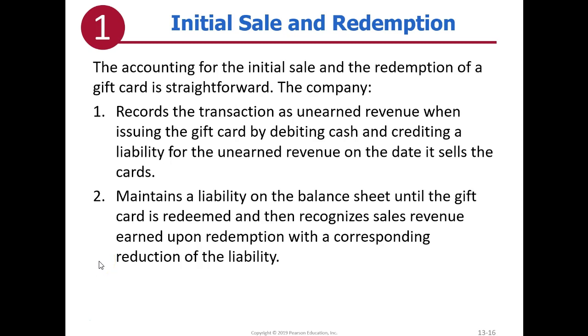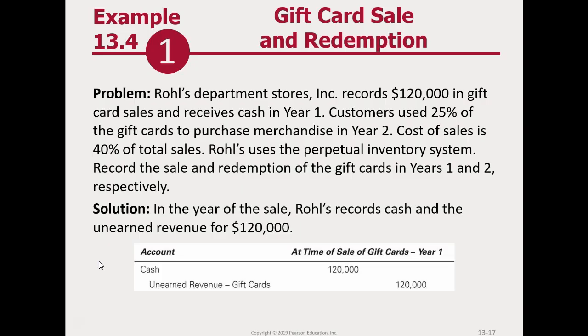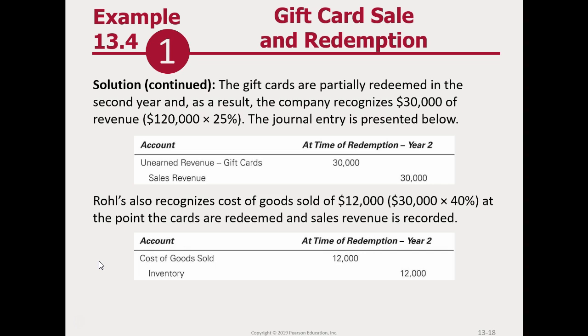The accounting for the initial sale and redemption are fairly straightforward. Let's look at an example and we'll learn about it as we go. We've got Roll's department stores. They show the cash coming in for gift cards of $120,000. The gift cards were partially redeemed in the second year, and so we see the unearned revenue gift cards is reduced by $30,000 and sales revenue is being shown for $30,000. Along with those sales, we're going to show the cost of goods sold related to them, and so that is shown as the second entry.